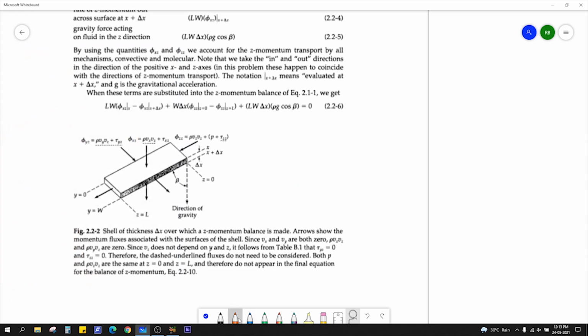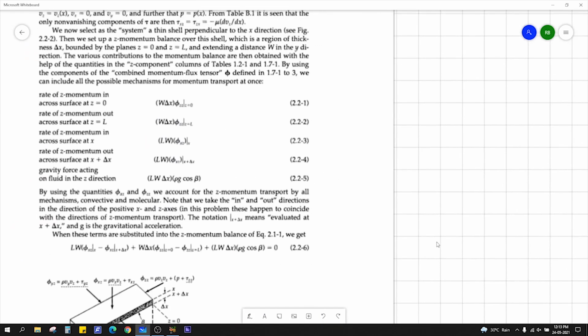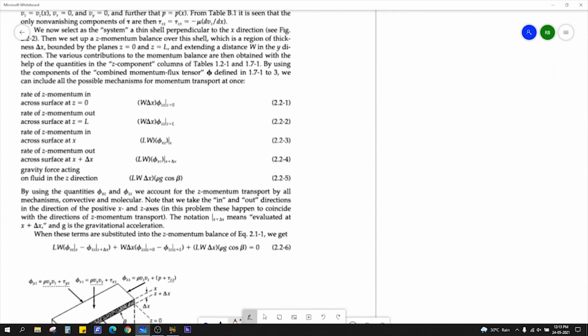Okay, now let's do the balance here. First, rate of momentum in across the surface at z equal to 0. That is nothing but phi zz. Phi zz is the combined momentum transfer, molecular transfer plus convective transfer, at z equal to 0. This is in. This is out.